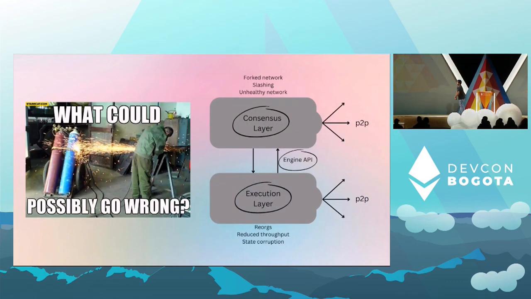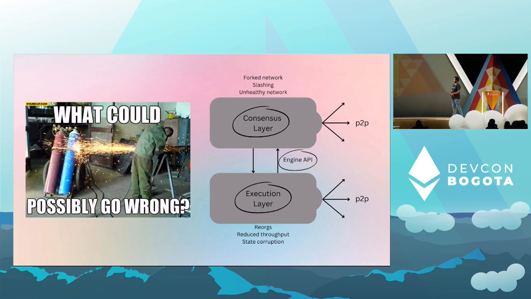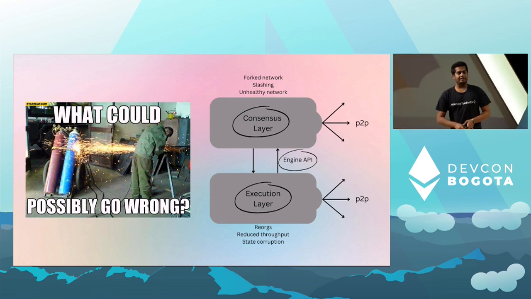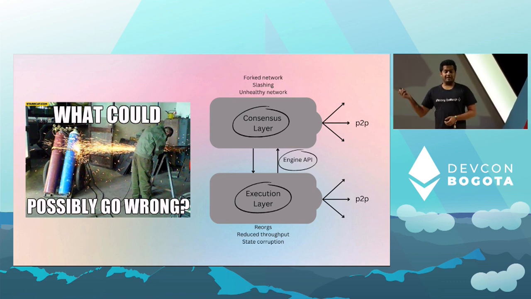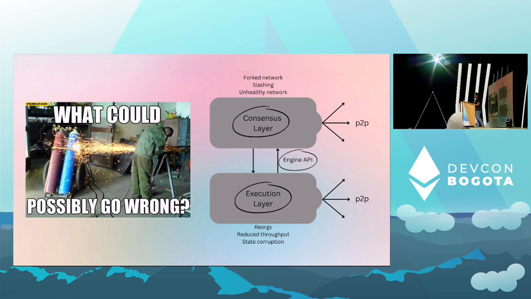What could possibly go wrong? So the merge has two parts, the consensus layer and the execution layer, and they communicate via this thing called the engine API. So if we mess up the consensus layer, you're going to have a network that can't agree on anything. If you mess up the execution layer, you have a network that can't do anything. So those are the two high-level problems that we're trying to ensure that never happen.